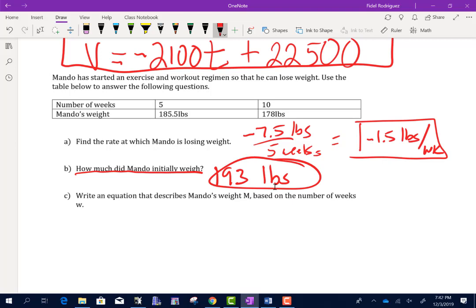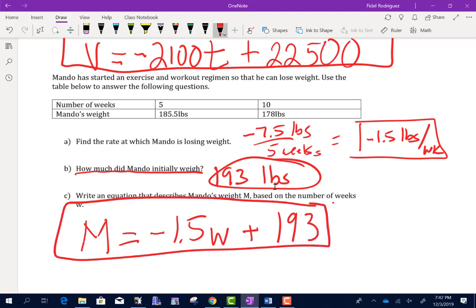Okay. And now it says, write an equation that describes Mondo's weight, M for Mondo, based on the number of weeks, W. Okay, so we're going to go like this. M equals, every week, he loses 1.5 pounds, so negative 1.5 times W, plus his initial weight. How much did he start off at? 193. Boom. There we go. So that's part C.